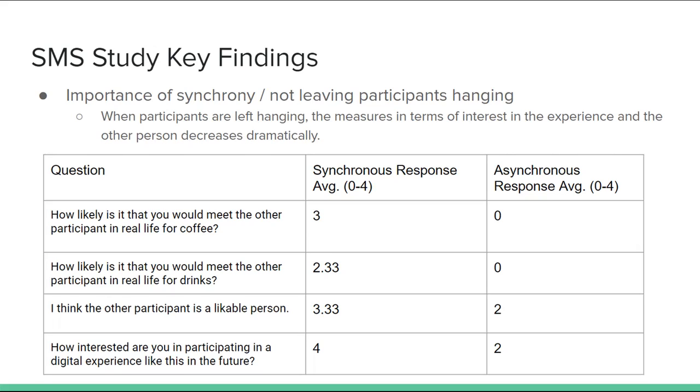Synchronous responses had an average of 3, whereas asynchronous responses had an average of 0. We see that drop off in meeting the other participant for drinks, as well as in terms of likability, and in terms of interest in participating in a digital experience similar to this one in the future. So the takeaway from this is to decrease or eliminate completely the level of asynchrony that we have after each experience.